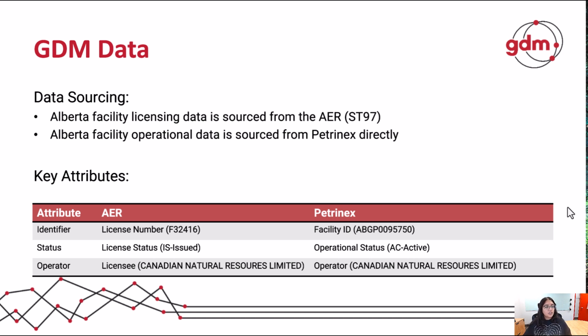There are some key attributes on the screen that will show you how you can identify what may be AER data versus what may be Petronix data. You will be able to see these attributes in the license number versus the facility ID, the license status versus operational status, or the licensee versus operator.